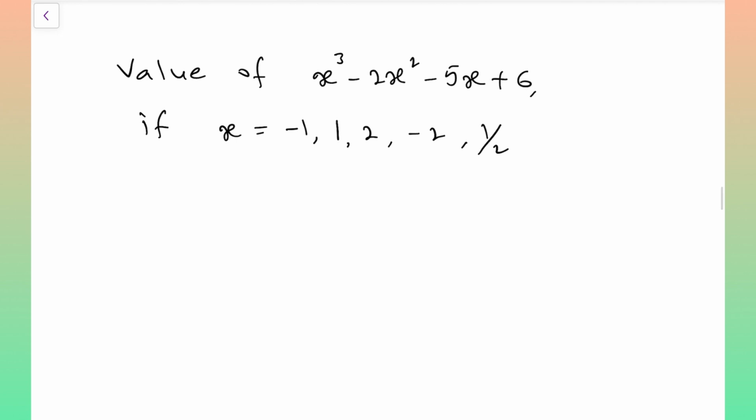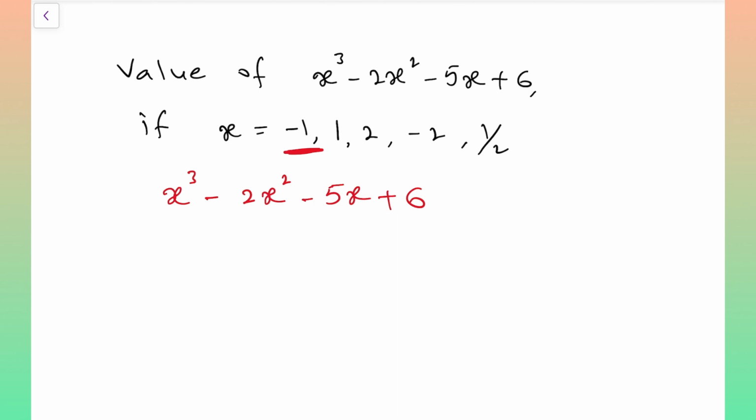Next, value of x cube minus 2x square minus 5x plus 6 if x equals to minus 1, 1, 2, minus 2 and 1 by 2. So finding the value of a polynomial for the given x value. So let us check one by one now. The polynomial is given as x cube minus 2x square minus 5x plus 6. And the values are, x value is given as minus 1. So first let us go with the minus 1. Then one by one number we will go with.